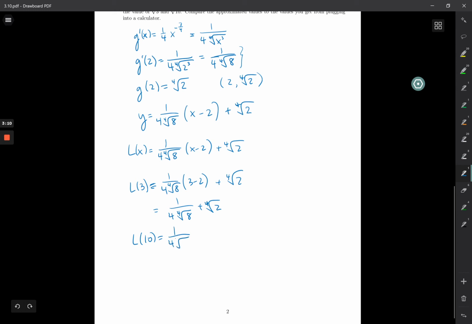In that case, we get 10 minus 2, which is 8, and then plus the fourth root of 2. So we get 8/4, fourth root of 8, plus fourth root of 2. So we can simplify this one a little bit more. That's 2 over the fourth root of 8 plus fourth root of 2.